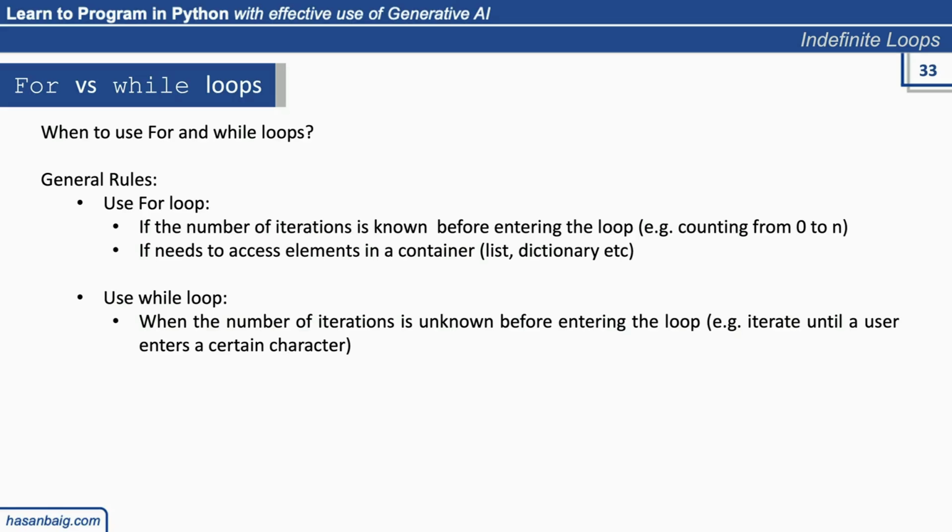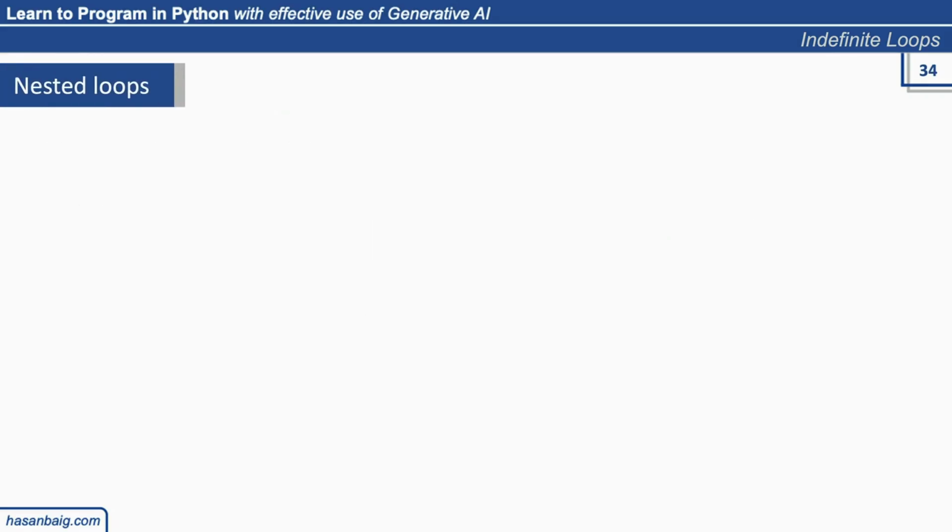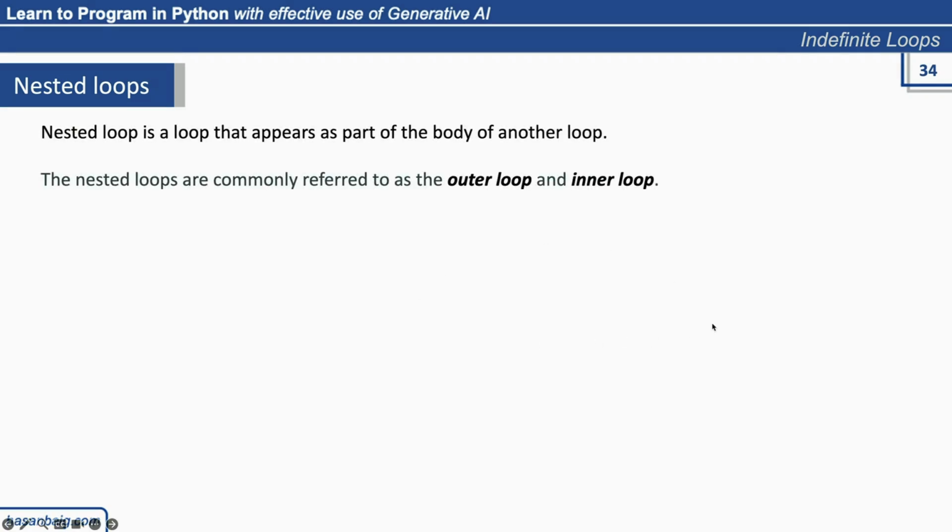Make sense? Great. Nested loops: we have talked about nested if-else structure, nested list, and nested loops. I gave an example also yesterday. There is no limitation on how many loops you can nest. You can nest as many loops as you want. Usually there are 2 nested loops or 3 nested loops, referred to as the outer loop and inner loop.